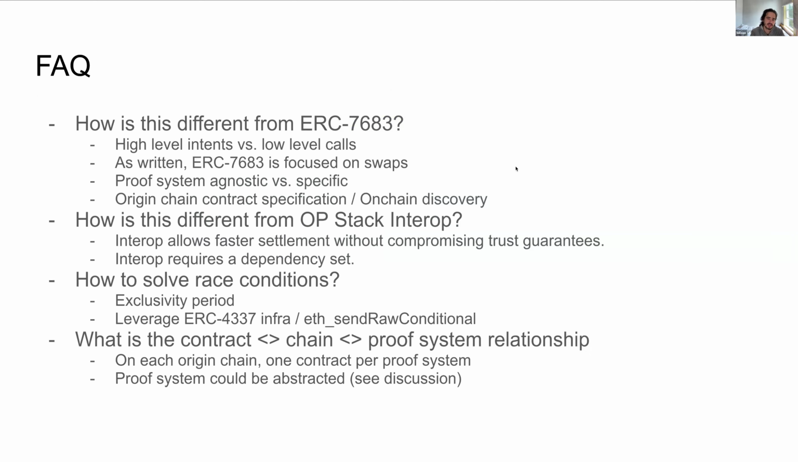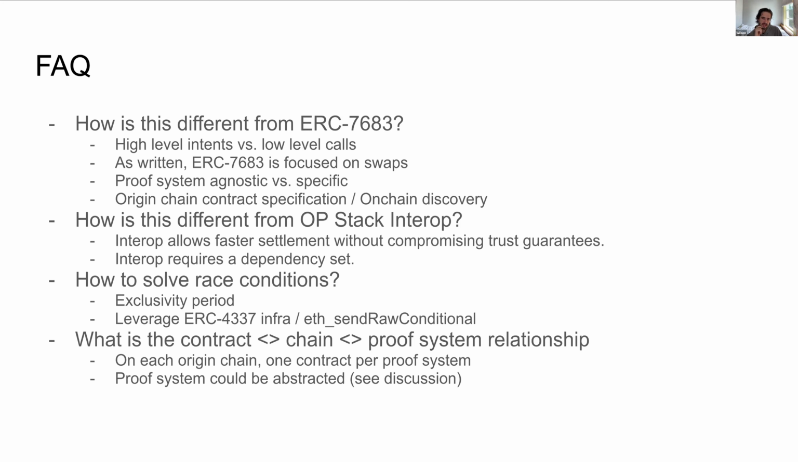So some frequently asked questions. How is this different from ERC-7683? ERC-7683 is more about high-level intents versus low-level calls. We're trying to specify exactly the calls that we want to be made here rather than the outcomes we want. Also, as written, ERC-7683 is currently focused on swaps. I know the team has some desire to try to change that. 7683 is proof system agnostic versus this is specified. And importantly, this system specifies on-chain origin contract specification. So you're assuming that users are making the request on-chain that they want these calls to happen on the destination chain.